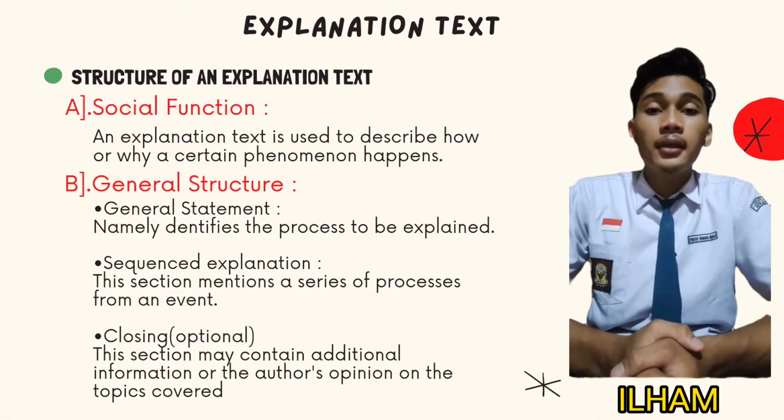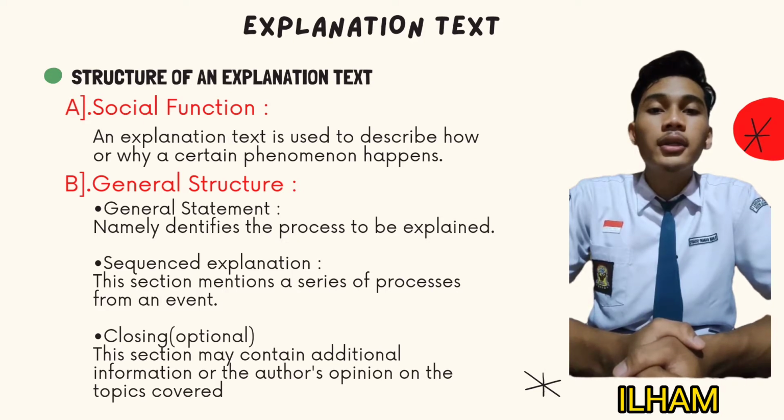I will explain the structure of the explanation text. Point A. Social function. An explanation text is used to describe how or why certain phenomena happen. Point B. General structure. General statement, namely, identifies the process to be explained.